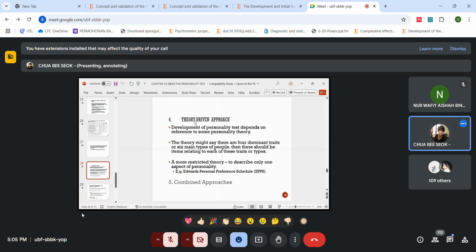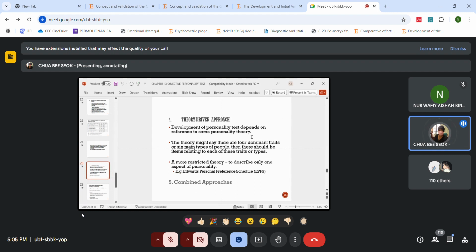You develop the test based on theory. Based on the definitions of each component of the theory, you develop the item. This is why I showed you last week the PPAF, how they develop the test on the moral personality theory, to develop the item, right?